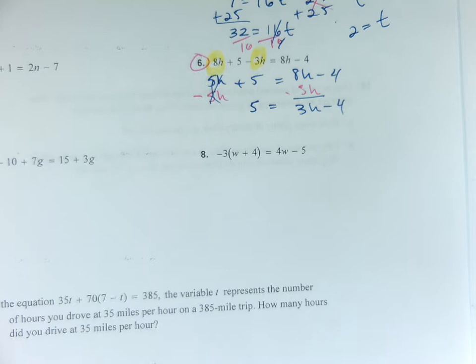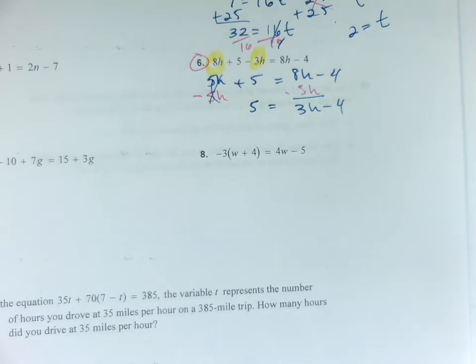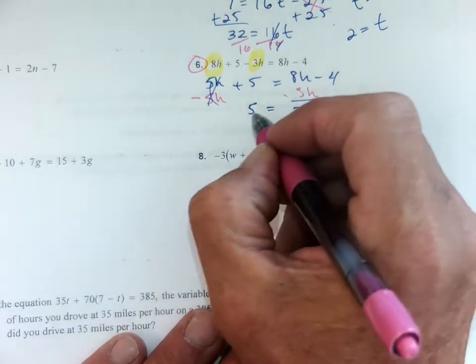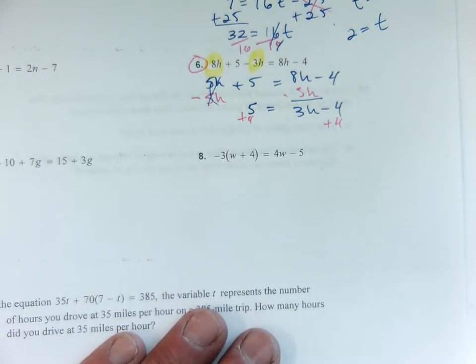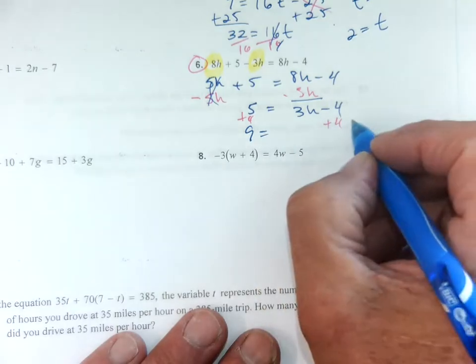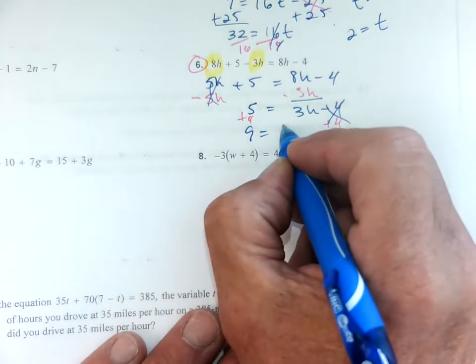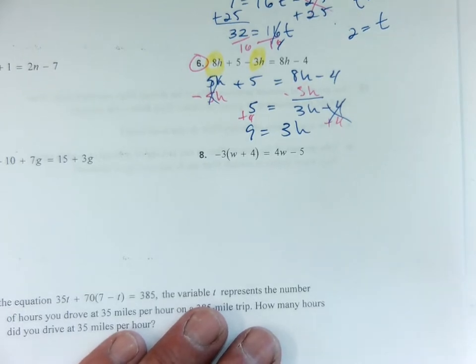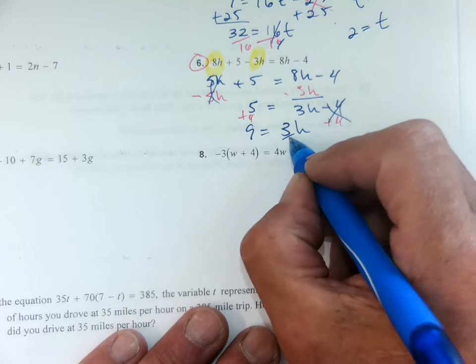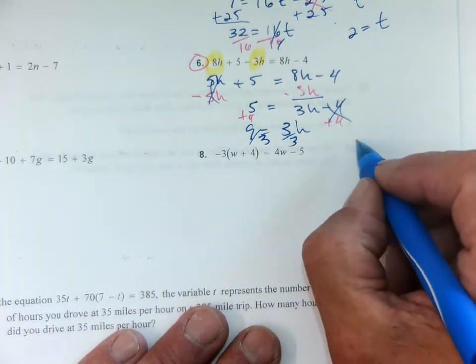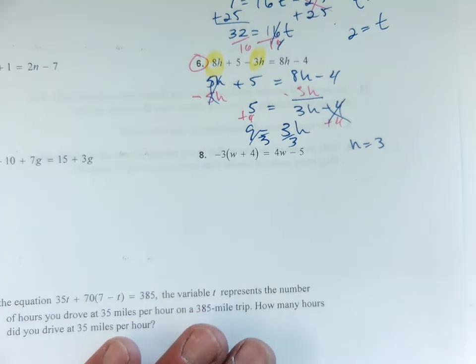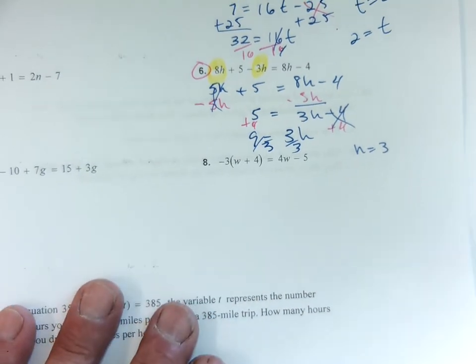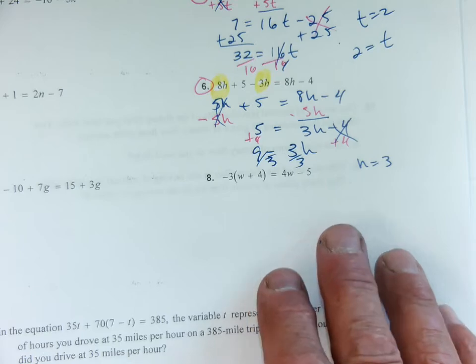What should I do next? Who said add 4? Yes. Plus 4, right? 5 plus 4 is 9. That's gone. Equals 3h. And of course, 3 times h, we do the opposite, so we divide by 3. H equals 3. Okay, I'm going to do 2 more, and I'll be done. And I'll let you guys do the rest, okay?